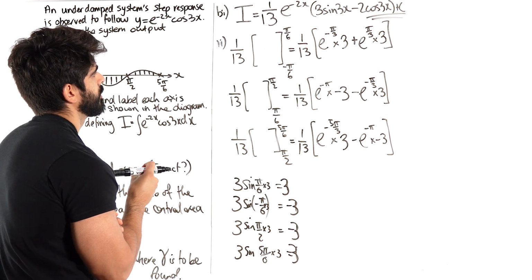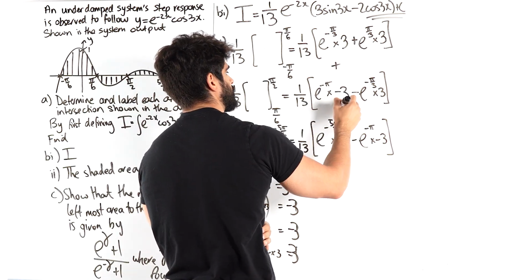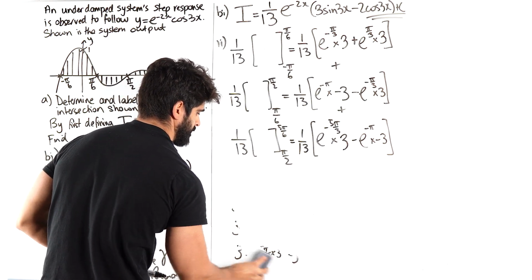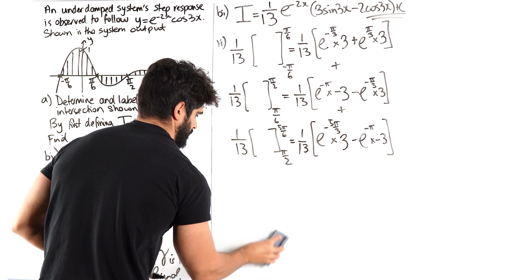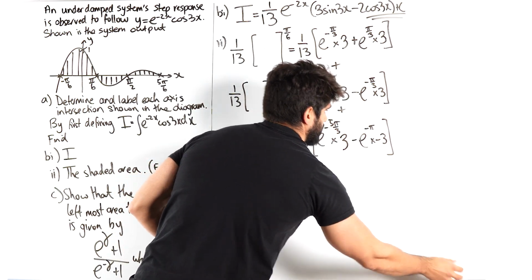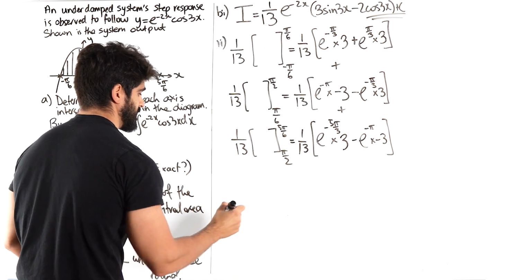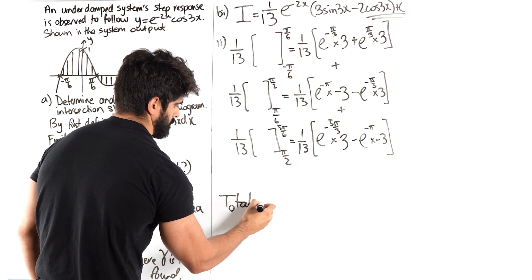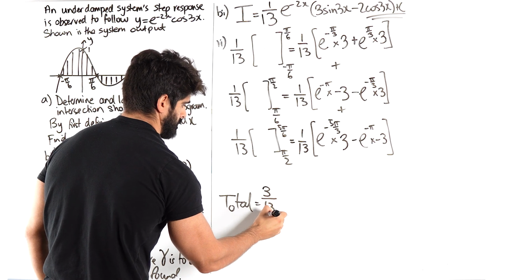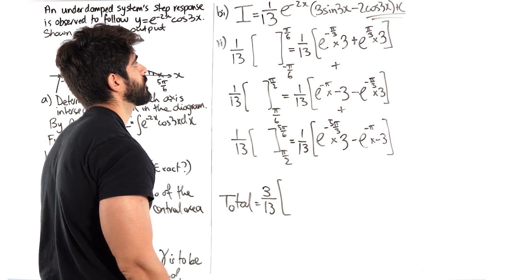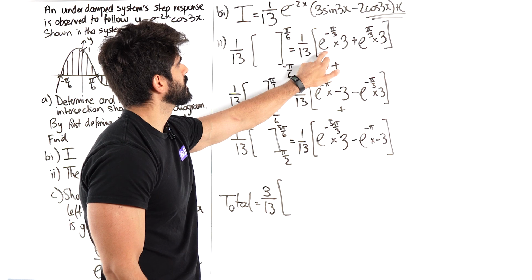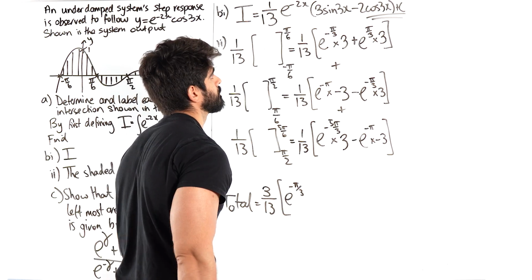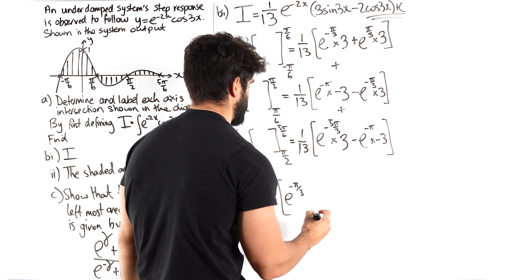So we're adding them all together. And to all of them, we can factorize out a 3. So 3 over 13 we have e to the minus pi over 3 plus e to the pi over 3.